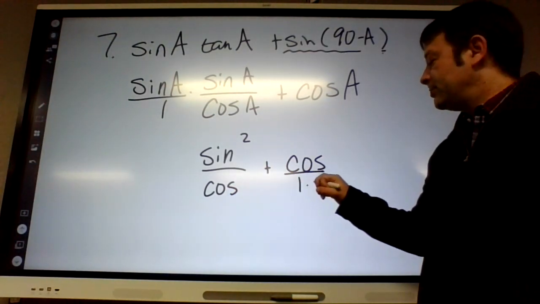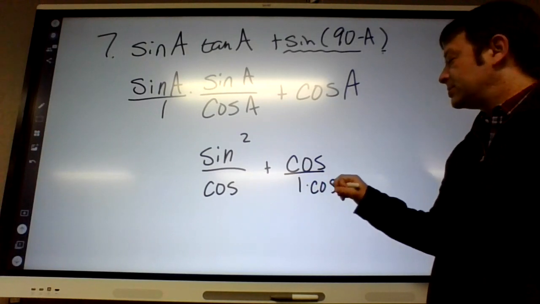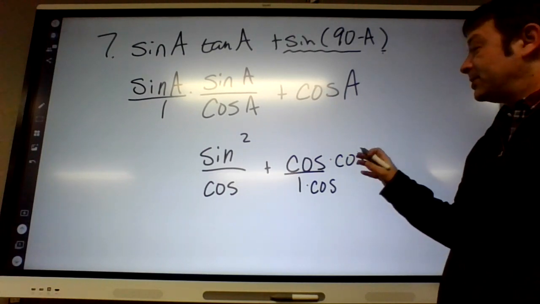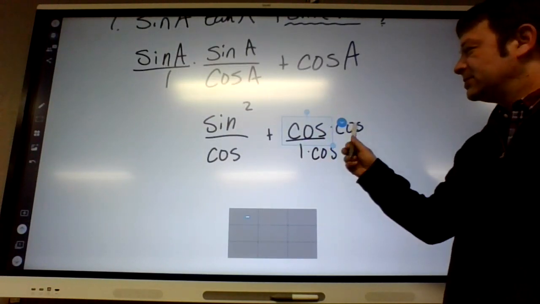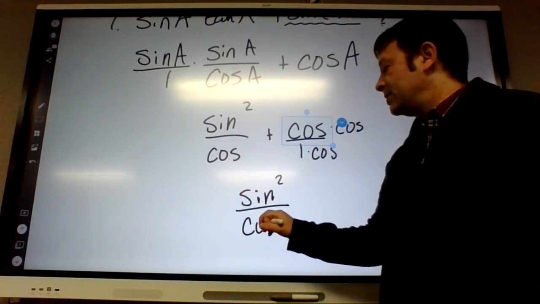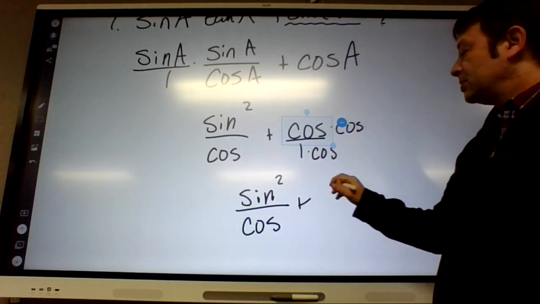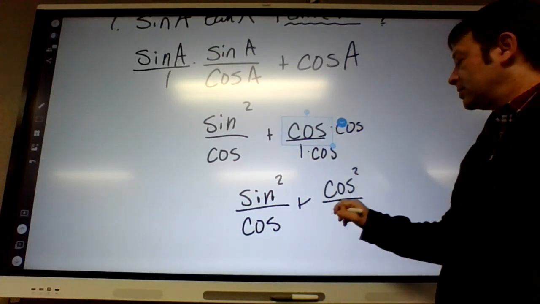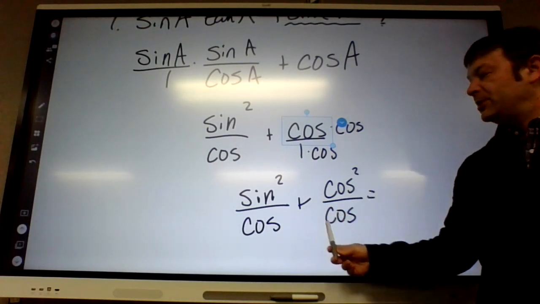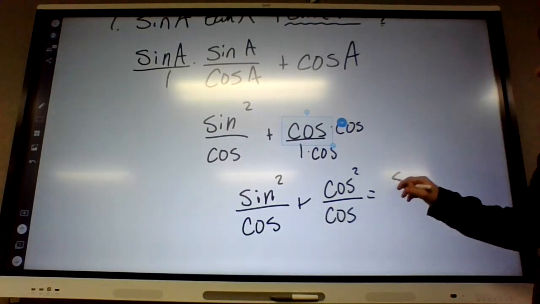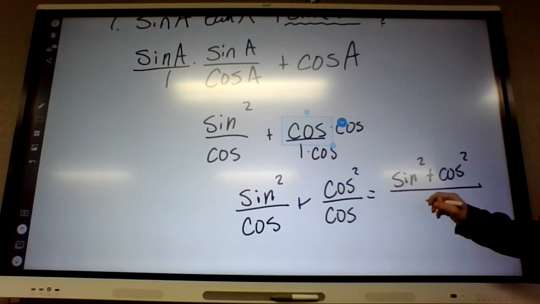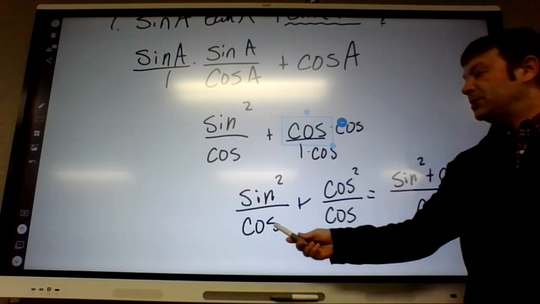Cosine. So you need to multiply this one by cosine. But if you do that to the bottom, you do it to the top. What's the top times cosine? Cosine squared. So we have sine squared over cosine plus cosine squared over cosine. Once you have the common denominator, you can add the numerators. Sine squared plus cosine squared over the common denominator, cosine.